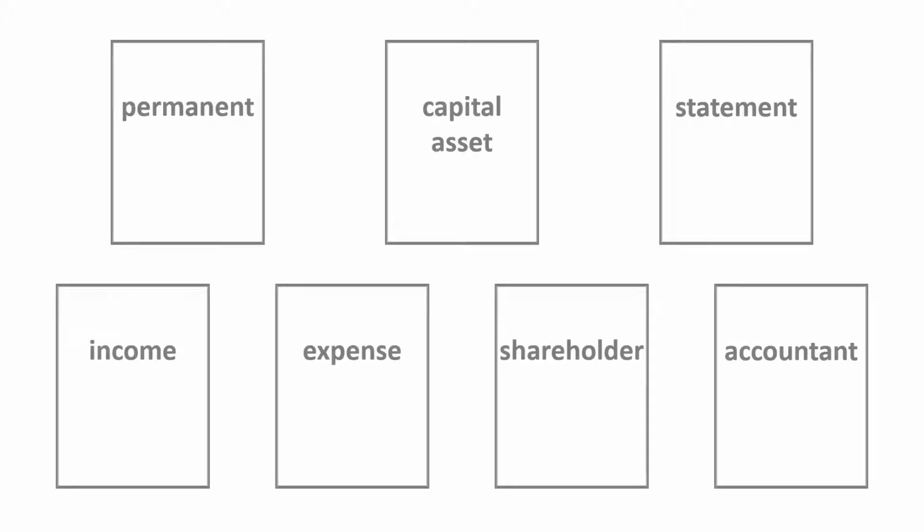When organizing your accounting files, I need you to imagine 7 big folders. These folders are Permanent Folder, Capital Asset Folder, Statement Folder, Income Folder, Expense Folder, Shareholder Folder, and Accountant Folder.